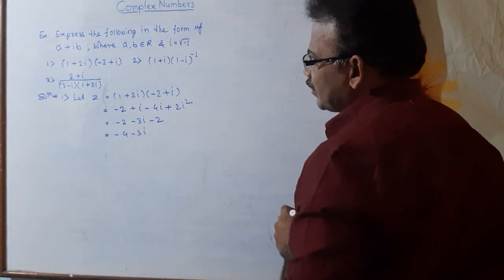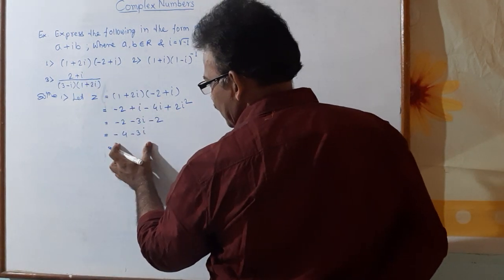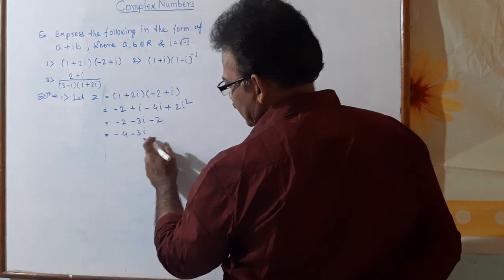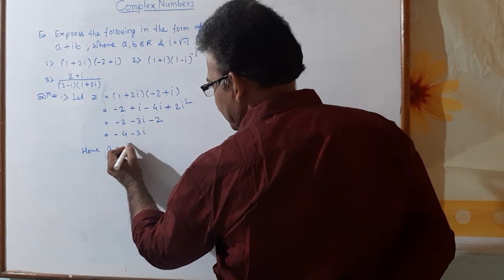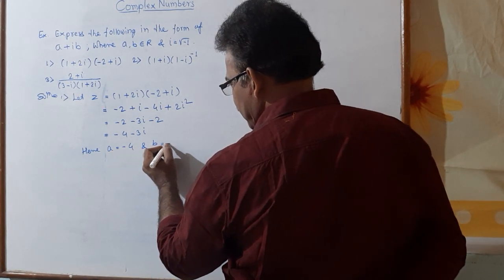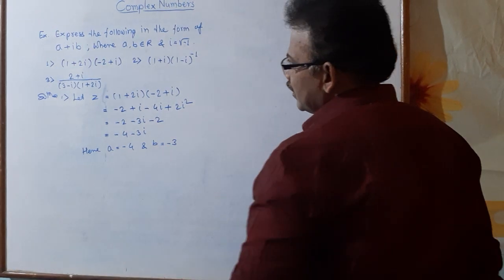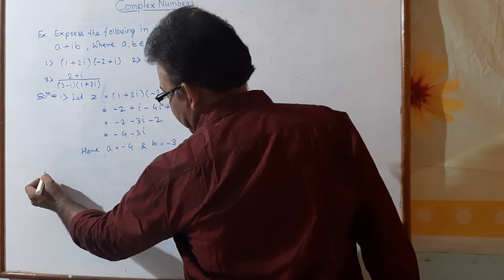So written here, given problem in the form of complex number, right? Minus 4 minus 3i. Note that here a is minus 4 and b is minus 3. Okay, then see solution for second.